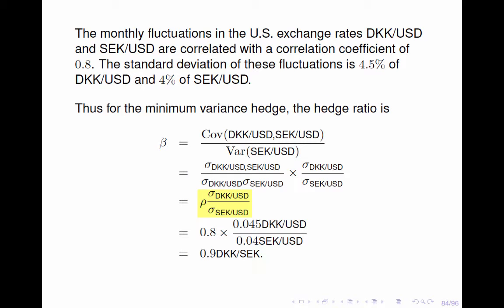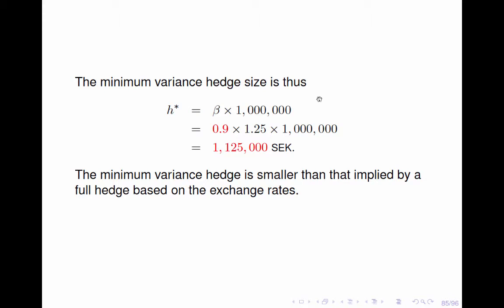This is equivalent to the correlation coefficient of the two exchange rates times the ratio of the standard deviations of the two exchange rates. Substituting in the figures given, we get the optimal beta, which is equal to 0.9 times the exchange rate of DKK/SEK. Thus, the minimum variance hedge size for 1 million DKK is 1.125 million SEK, which is only 90% of what is suggested by a full hedge based on the exchange rate.